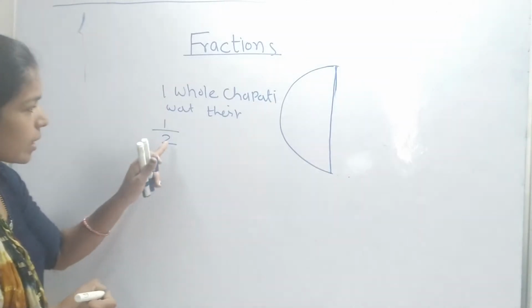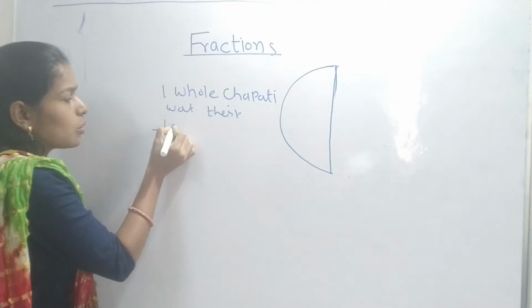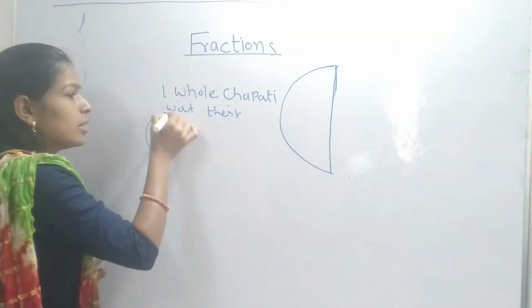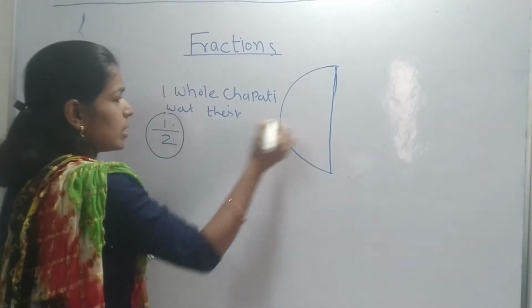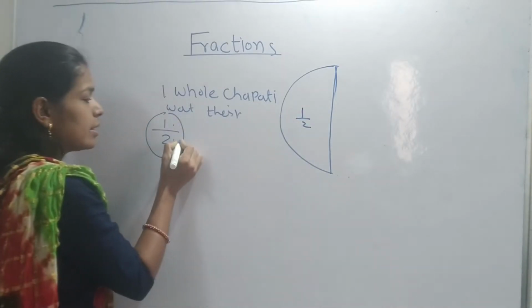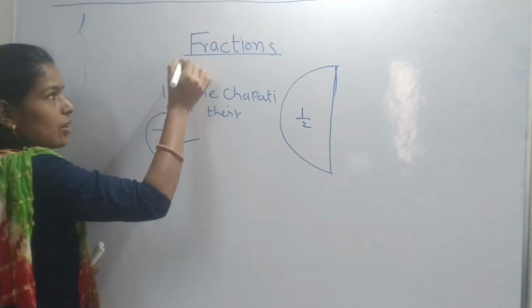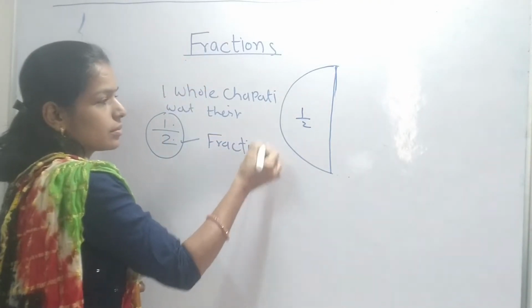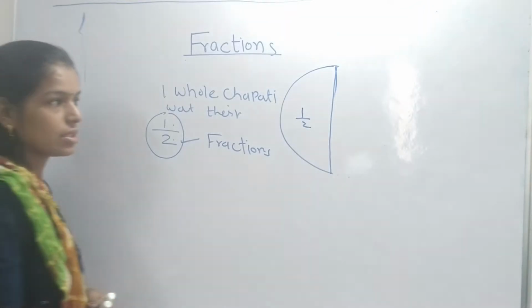So how much part remains? Out of these two parts, only one part remains. So this number and this figure represent half. This type of number is called a fraction. See here.